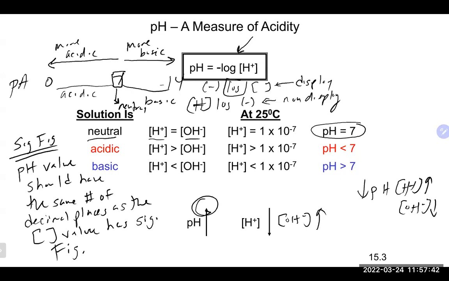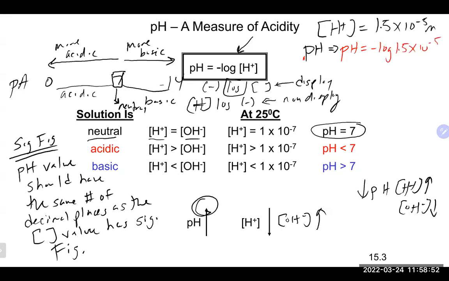So for example, if we did a H plus concentration of 1.5 times 10 to the minus 5 molar, calculate the pH to the right number of digits. Okay, so if we put this into our equation, the pH would equal minus the log of 1.5 times 10 to the minus 5. You put that into your calculator, again, making sure you use your exponent button there. This is what I get, 4.823908741.